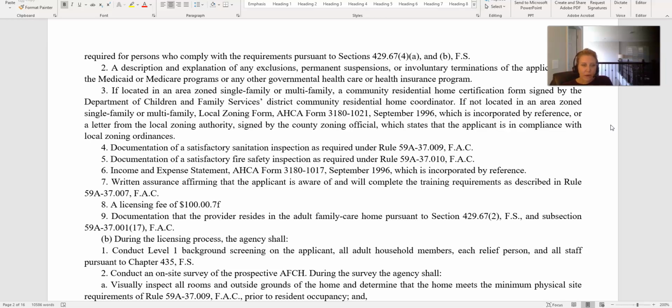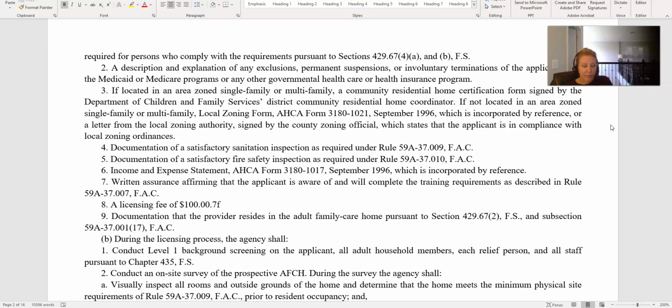So I definitely would go down and talk to your local zoning for your city and make sure that the home that you are considering buying or renting, they're going to allow this adult family care home in it, and they'll sign off on the paperwork.